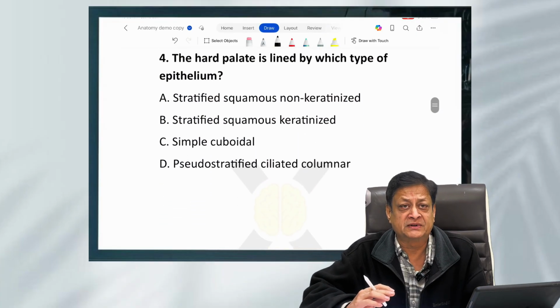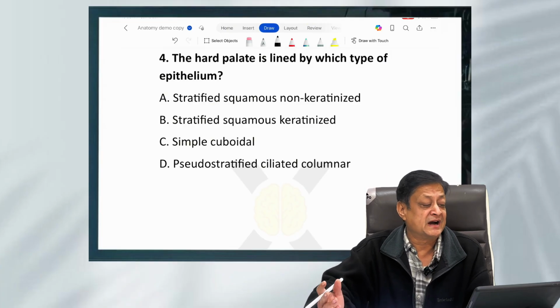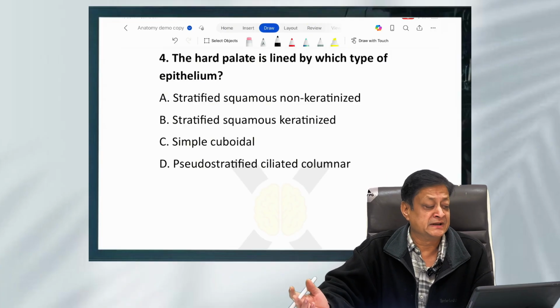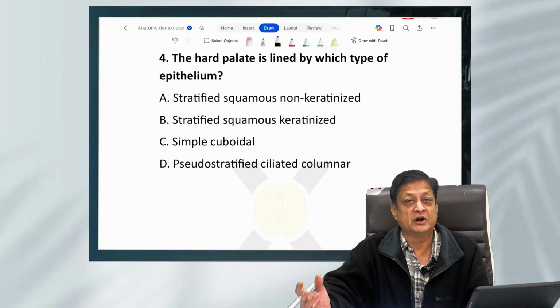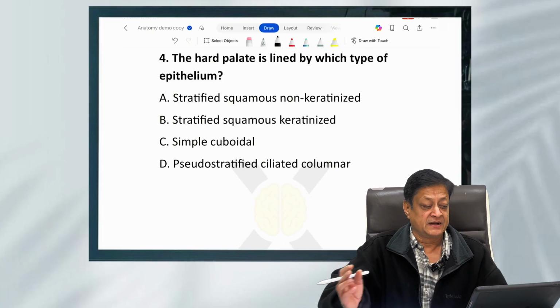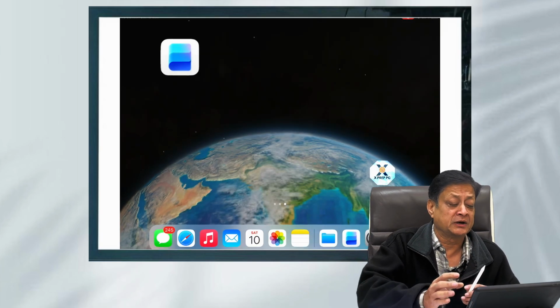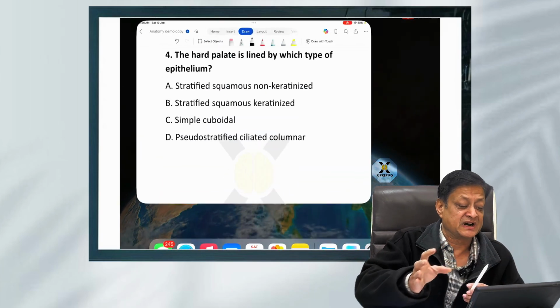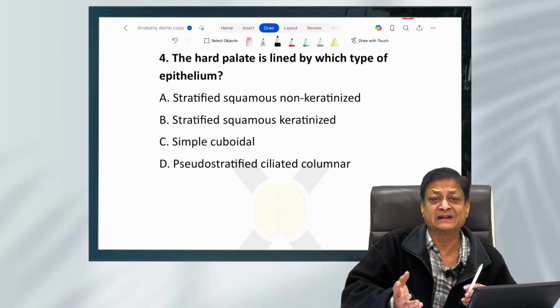We come to the fourth MCQ. It is a simpler one, a histology question. The hard palate is lined by which type of epithelium? The choices are stratified squamous non-keratinized, stratified squamous keratinized, simple cuboidal, and pseudo-stratified ciliated columnar epithelium. The answer is stratified squamous keratinized epithelium.